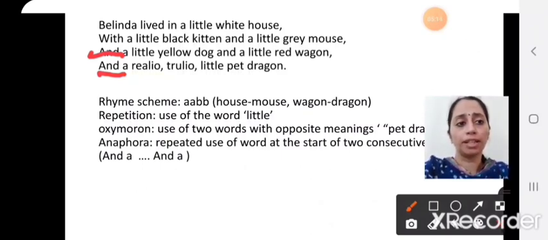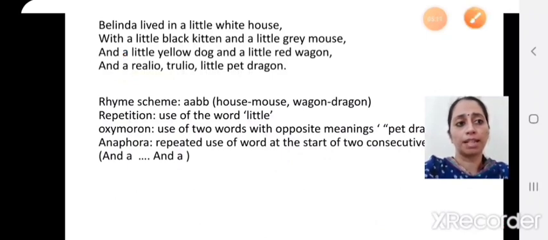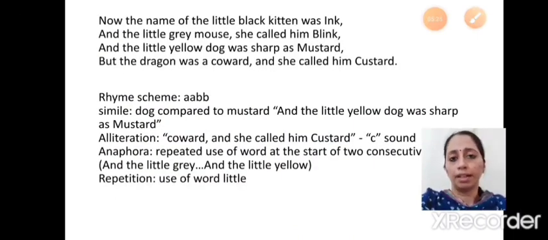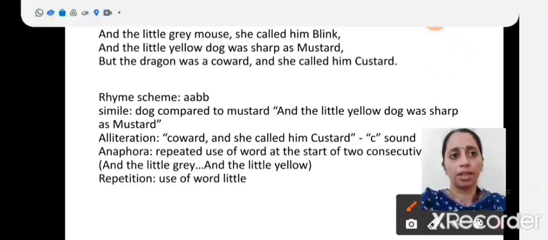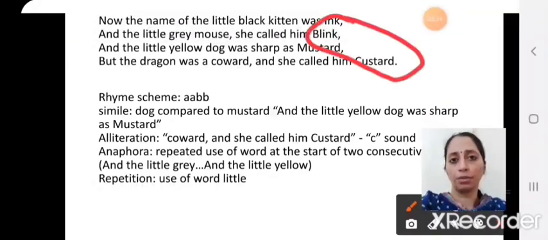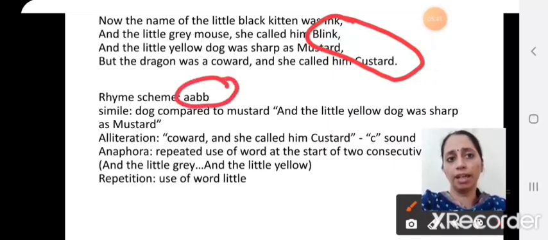Moving on to the next stanza. Again, let's see the rhyme scheme. Look at these 4 lines. The last 4 words. It's ink, blink, mustard and custard. They sound similar. So the rhyme scheme is going to be AA, BB.